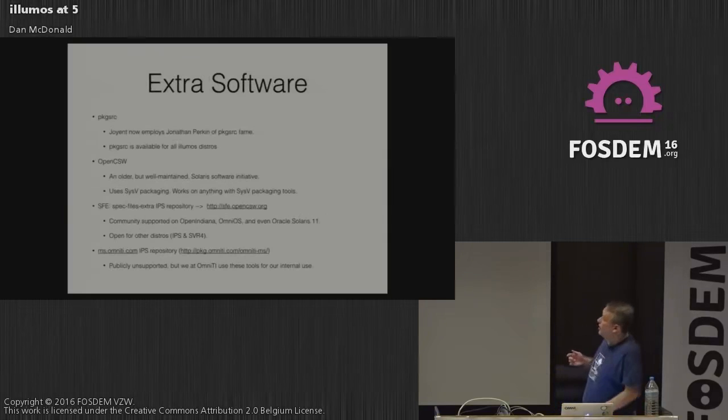Now, for illumos, we also have sources of extra software. Joyent employs Jonathan Perkin, and he works on pkgsrc, and it is now available for all illumos distros. An old one from the days of Sun was OpenCSW, community software. Back in the old days it was Sun CSW, but now it's OpenCSW. It uses System V packaging, and it works on anything with System V packaging tools. Those are part of illumos-gate, so they're available to use even though nobody uses them in their base distros. You can still use the System V package tools.